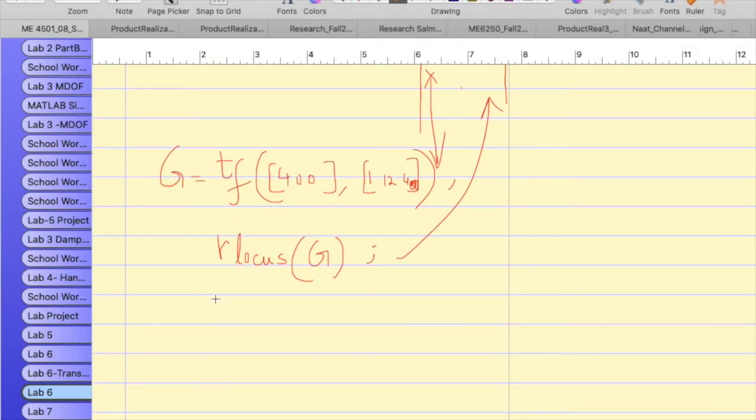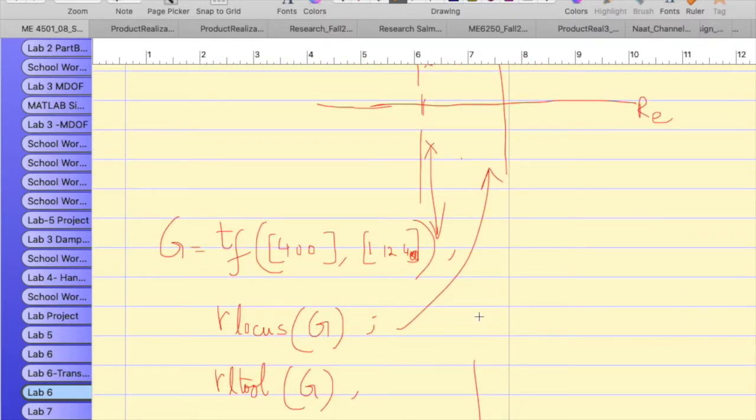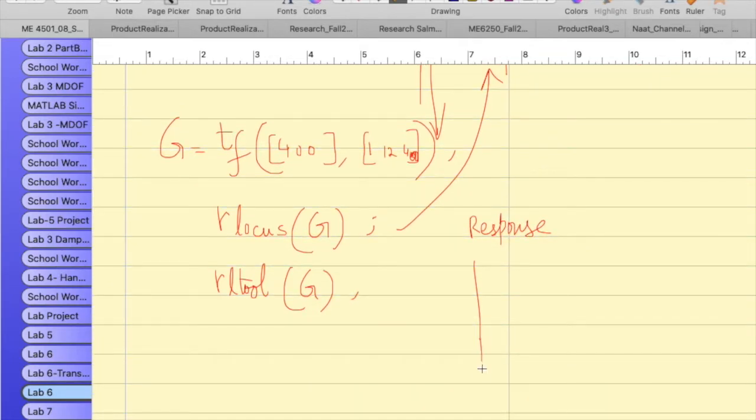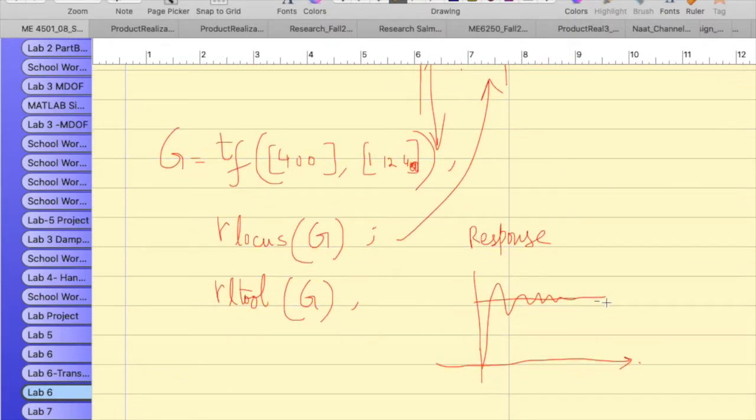The other command is RL tool. This is also a very useful command. It gives you the option to draw the root locus, which is this one, and also draw the time response, the time response when the poles are located. Suppose the step response for this one might have some oscillation and damp out. So if you want to see both the root locus and the step response, then you should use RL tool. So I'm going to show you both commands.